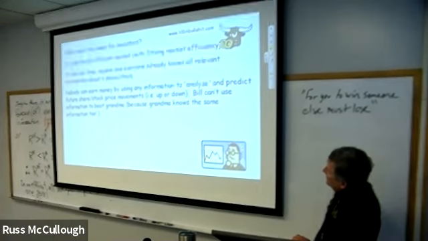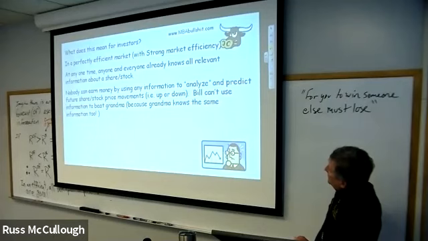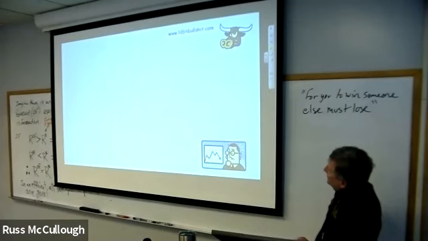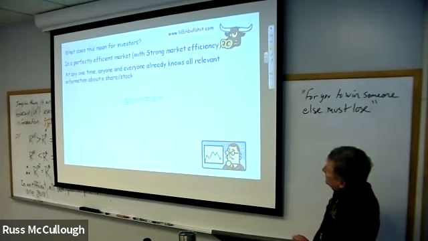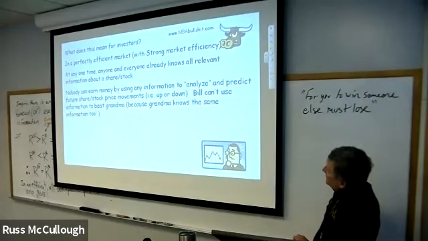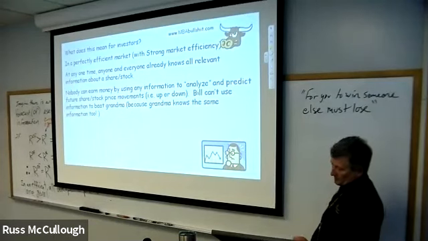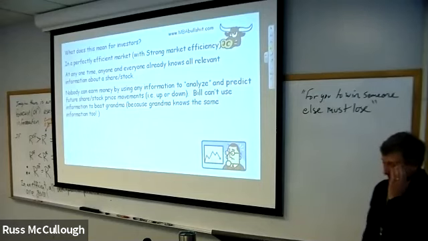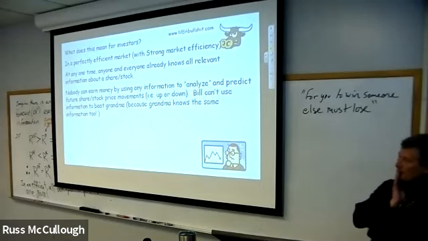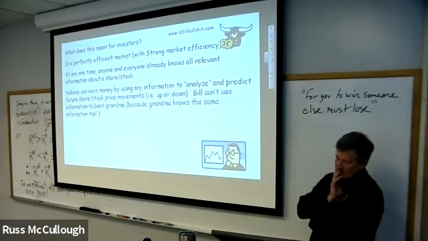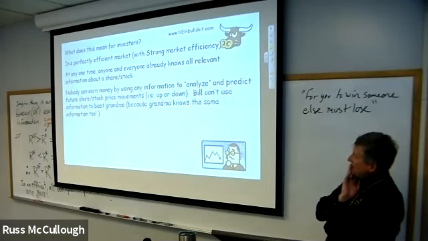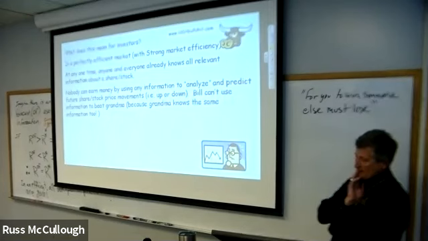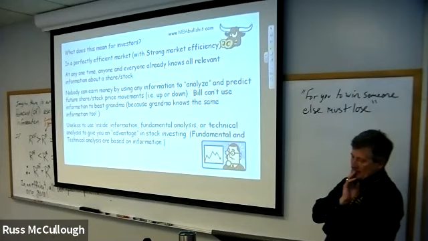So nobody can earn money by using any information, such as this sales report over here. Nobody can earn money using this information to analyze and predict future share or stock price movements, either up or down. So people like Bill cannot use that information to beat Grandma. Why? Because Grandma already knows the same information too, at the same time that Bill knows it. So it's useless to use inside information.